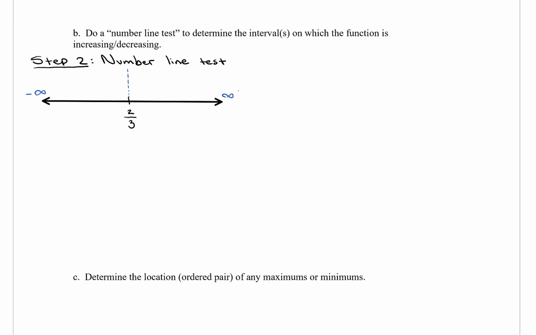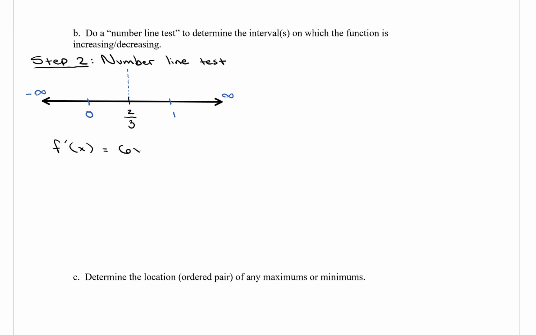To the left-hand side of my number line, I'm going to write negative infinity. To the right-hand side, I'm going to write positive infinity, and I'm going to choose the value 0 in the open interval from negative infinity to 2/3, and I'm going to choose the value 1 from the interval from 2/3 to infinity. The 0 and the 1 are going to represent my test points. These are the values that I'm going to be plugging into my first derivative to see whether I get a positive value or a negative value.